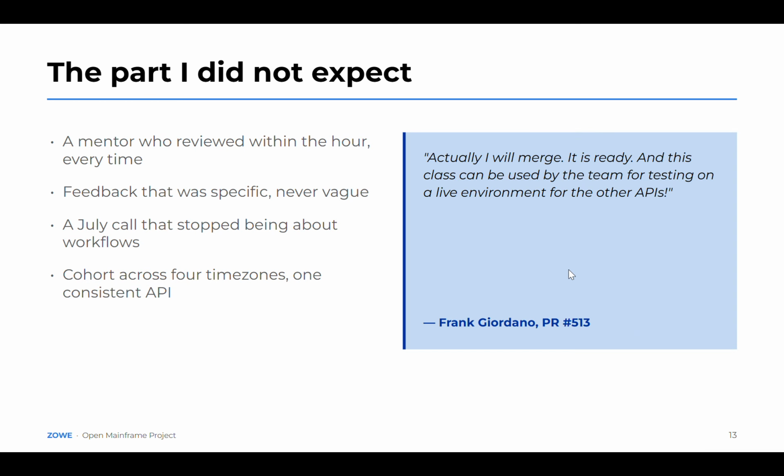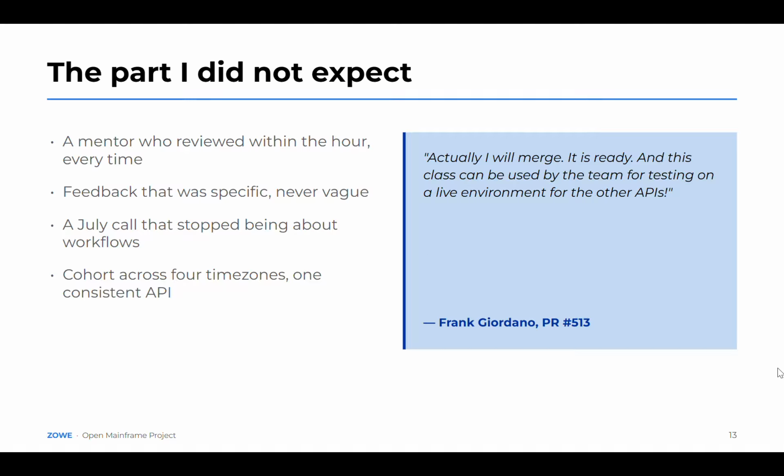I want to spend a moment on the part I didn't expect. Frank reviewed nearly everything I wrote, usually within a day, often within an hour. And what made him a good mentor wasn't encouragement, it was specificity. His comments were valuable, even a four-line snippet showing exactly the signature he wanted. You never have to wonder what "needs work" means.